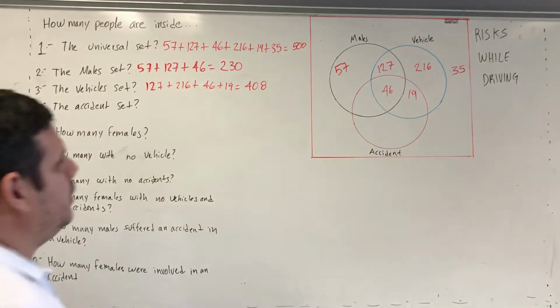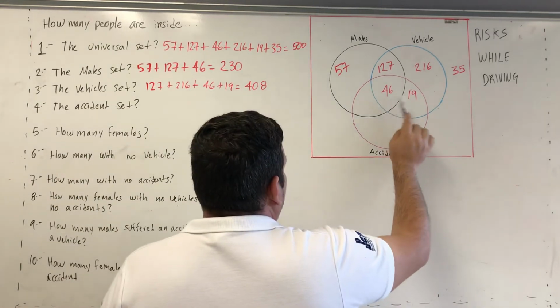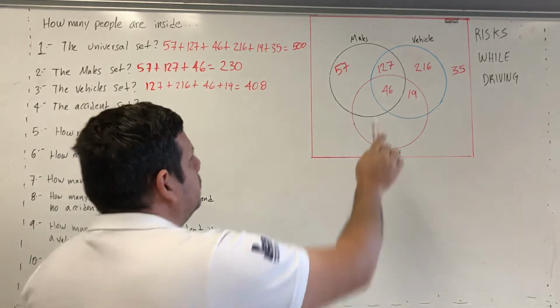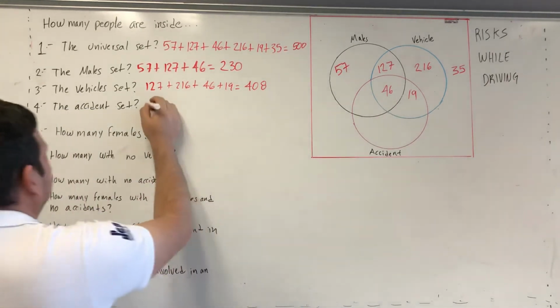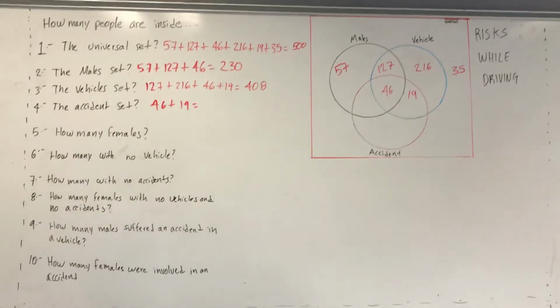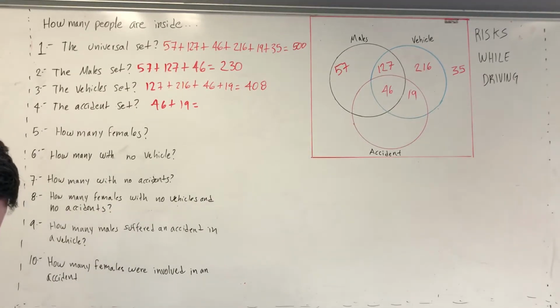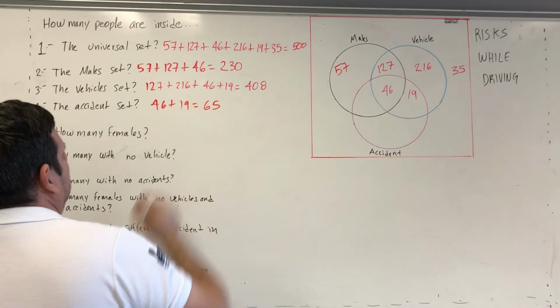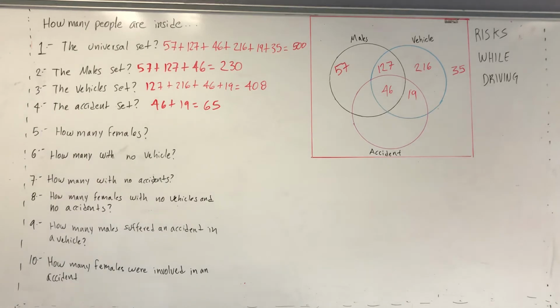Now the accident set. As you can see, even though I have 1, 2, 3, 4 spaces or regions, I have only two values, 46 and 19. 46 plus 19 is 65.